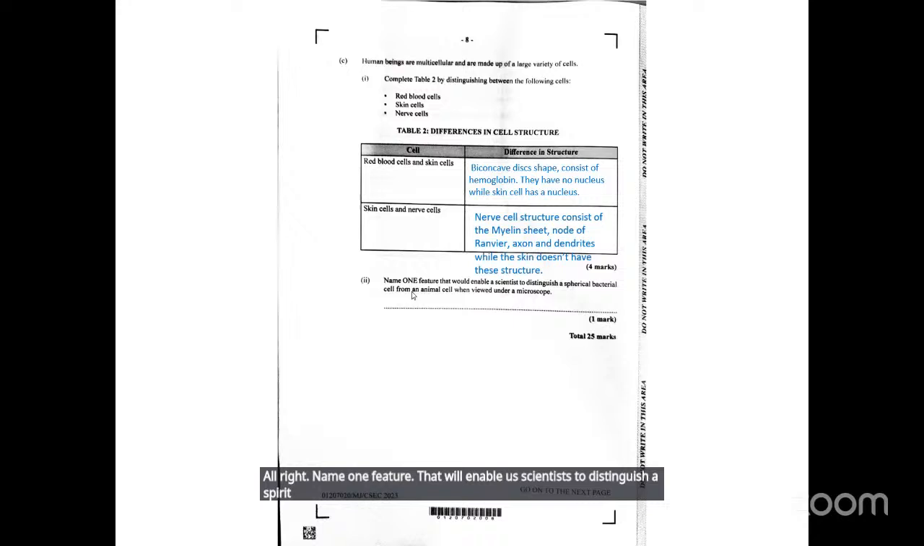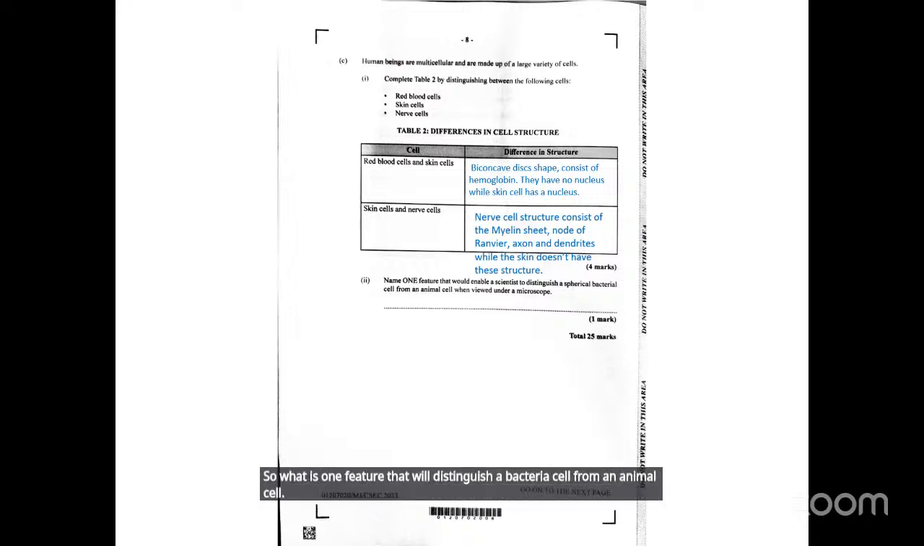All right. Name one feature that would enable a scientist to distinguish a spherical bacterial cell from an animal cell when viewed under a microscope. So what is one feature that would distinguish a bacterial cell from an animal cell? Sir, the bacterial cell lacks a nucleus. Lacks a nucleus. Beautiful. Yes, what else?